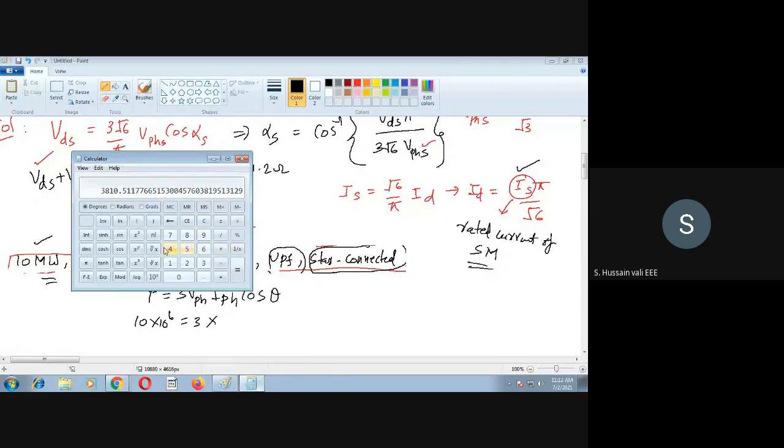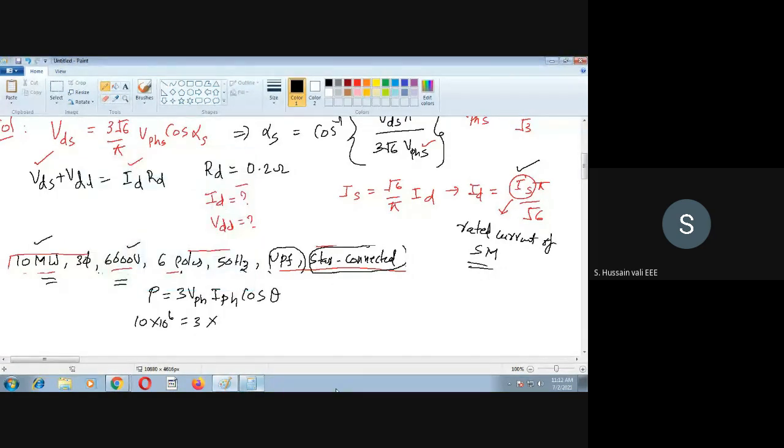So here, what is V phase? It is star connected, so 6,600 by root 3 is the phase voltage, into I phase. That is what we have to find out, I phase into cos theta. You will take unity power factor here. See this now, he said unity power factor, so cos theta is equal to 1. Rated values are like this. So from where can we find out I phase? What is the I phase value? You will get it here.